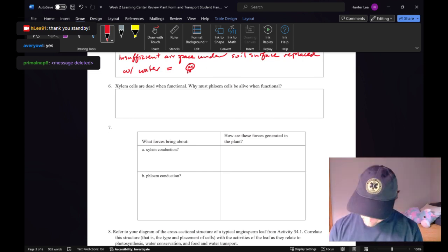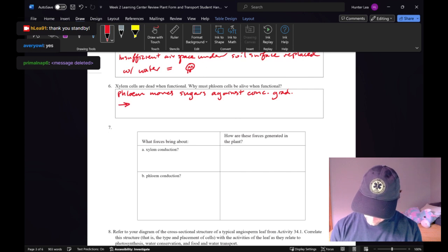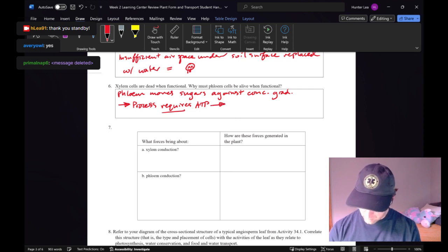So phloem moves sugars against concentration gradients. The process requires energy, requires ATP. Therefore, it must be living.